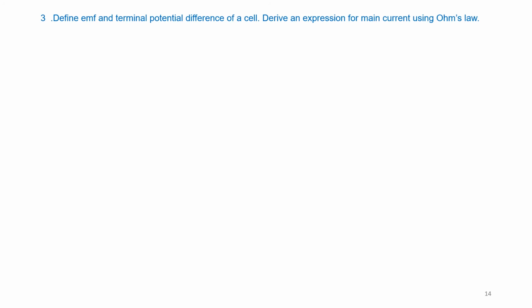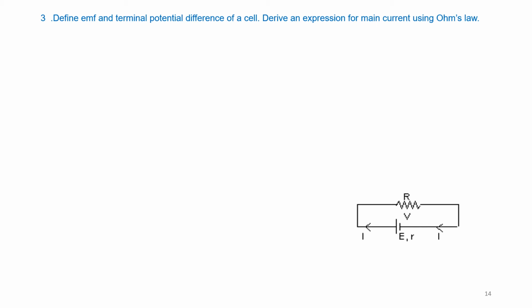Question number 3. Define EMF and terminal potential difference of a cell. Derive an expression for main current using Ohm's law. That is, define capital E and capital V of a cell and derive an expression for main current using Ohm's law. Please see the diagram here.